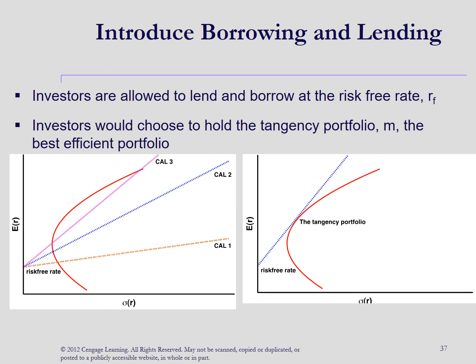When we say lend at the risk-free rate, it means you invest some money at the risk-free rate. When we say borrow at the risk-free rate, it means you borrow some money at the risk-free rate to invest in the risky portfolio you choose to hold. After introducing the risk-free lending and borrowing, investors now need to find out which risky portfolio on the efficient frontier they should choose to hold to maximize their expected returns given risk.